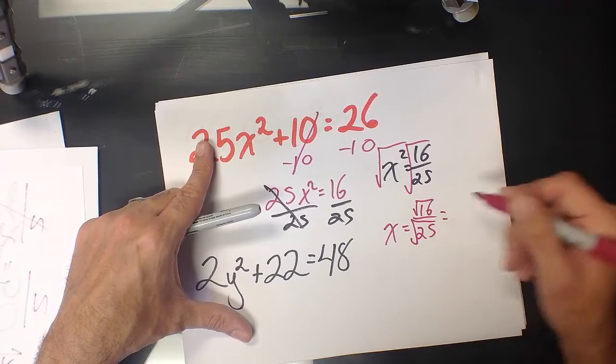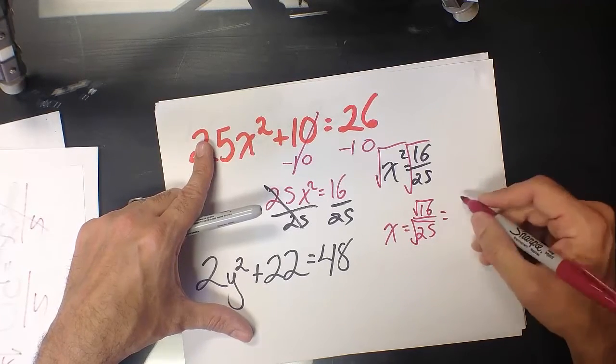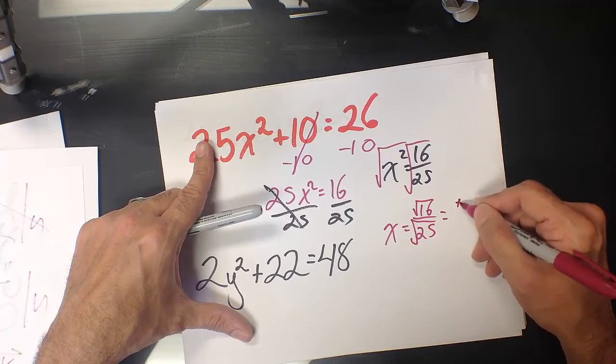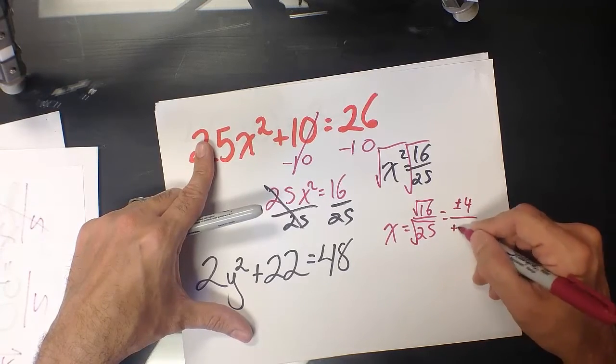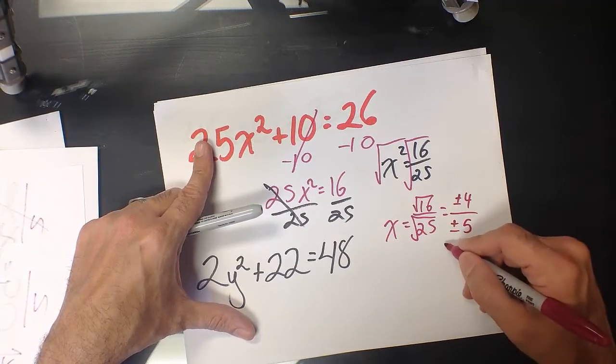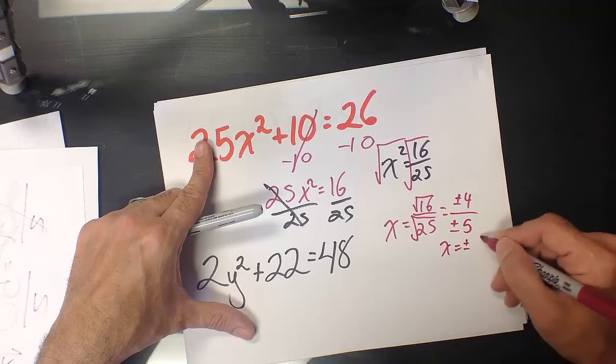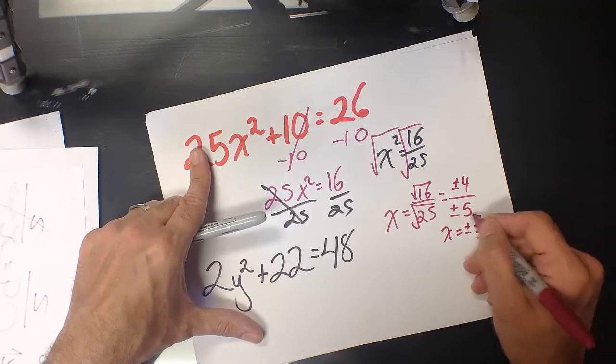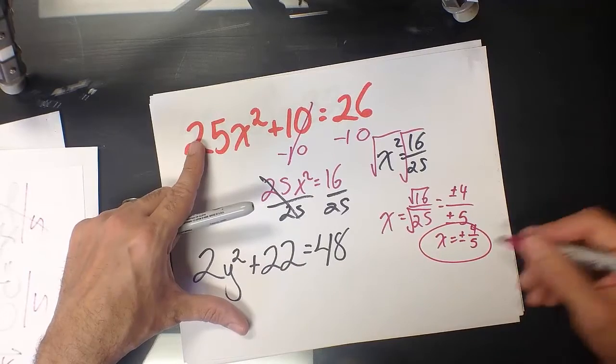Both of these are perfect squares, so that works out really well. Root of 16 is plus or minus 4. The root of 25 is plus or minus 5. And to finish that out, we would just be left with x is equal to plus or minus 4/5. This would be our answer. Okay, and that's a 4/5.